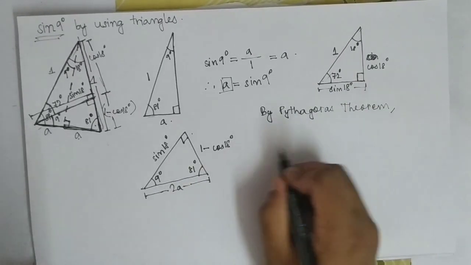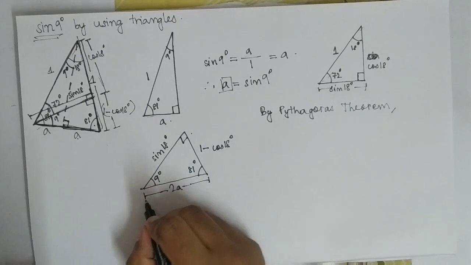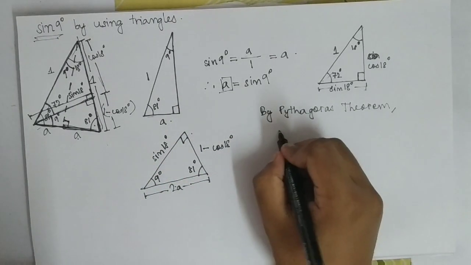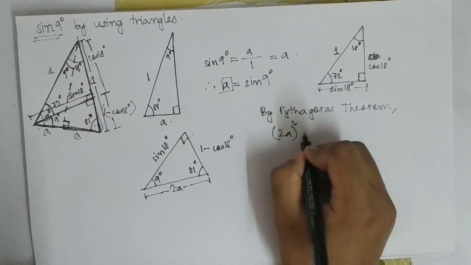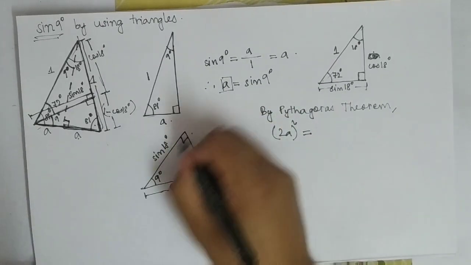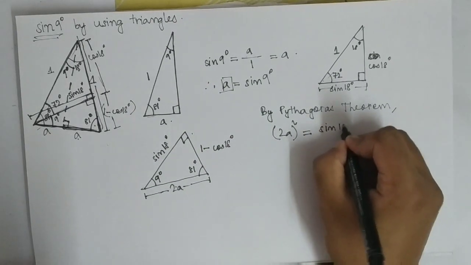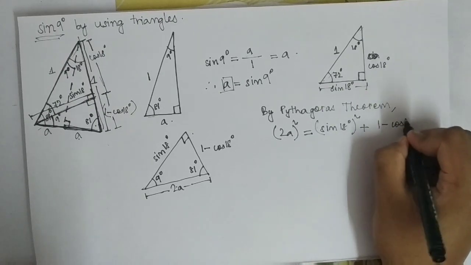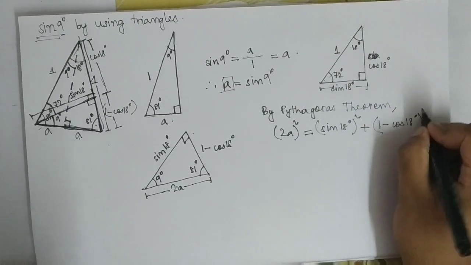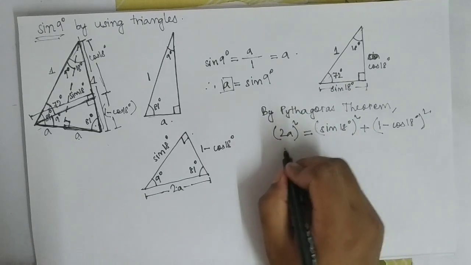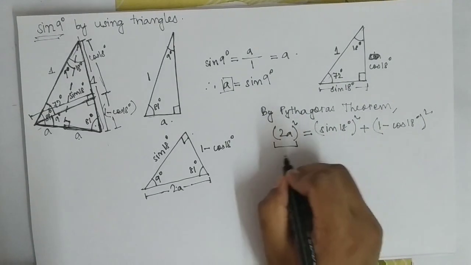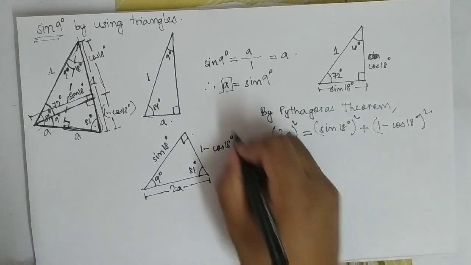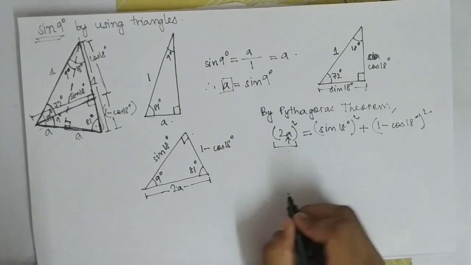So what is this relationship? Here my hypotenuse is twice a, because it is opposite to the 90 degree. So I can write twice a square. It is going to be the sum of the squares of the remaining sides. That is sine of 18 degrees squared plus 1 minus cos of 18 degrees squared. Now from this equation I can find out the value of a, and once I get the value of a, it is going to give me the sine of 9 degree.